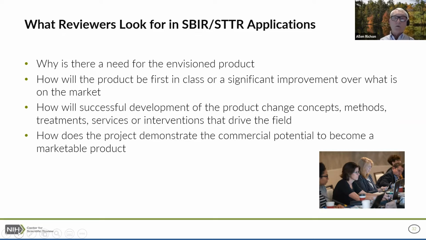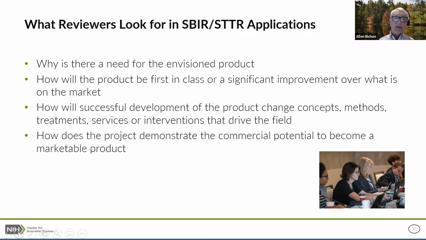How is the product going to change things? Will it improve practices over what's being done? Is it a first in class? Is it something that no one has thought of before? Is it going to make life really interesting? One of the things that we really try to drive home to our reviewers is that you don't need to look at an application as being innovative because it is something that's brand new science.